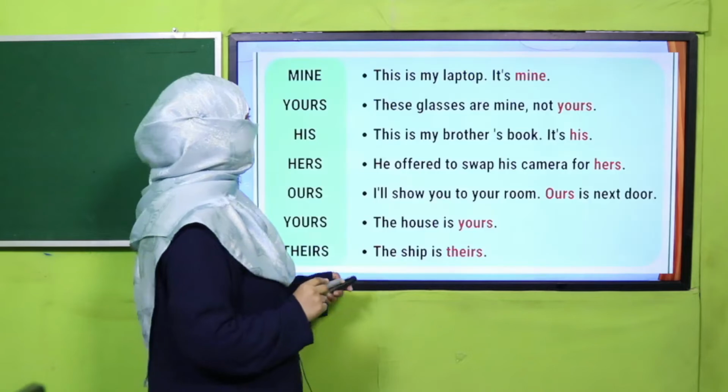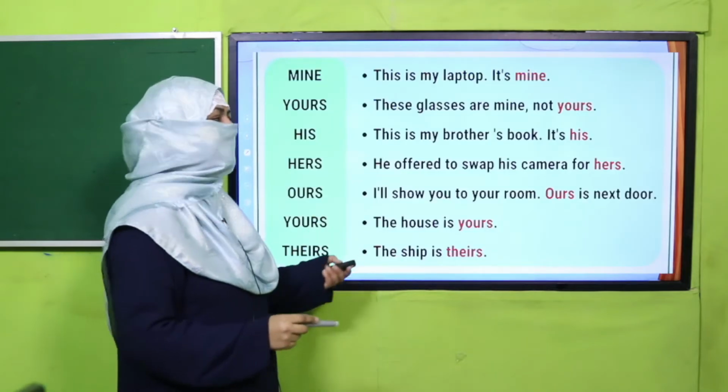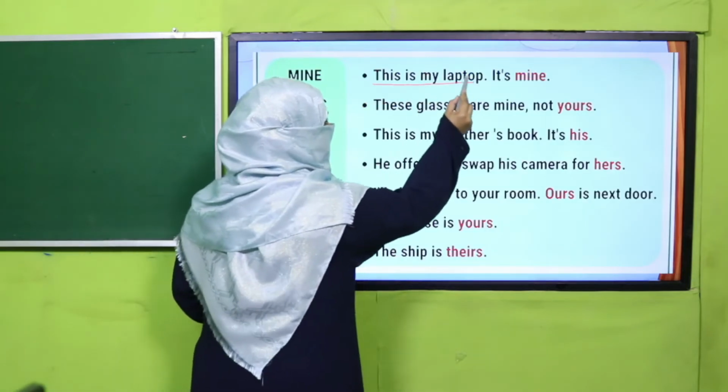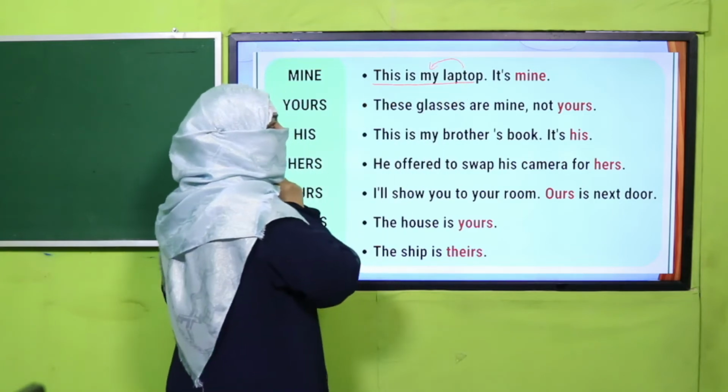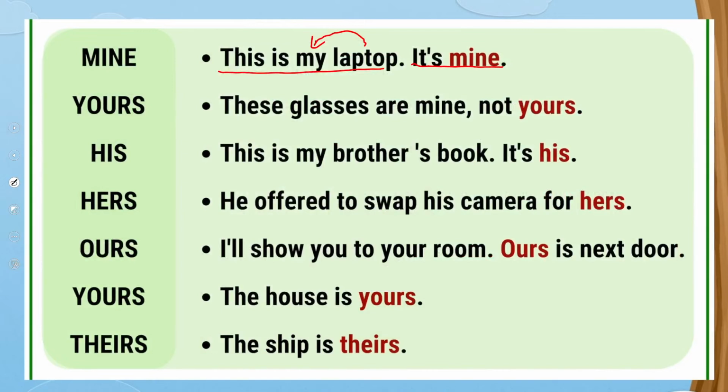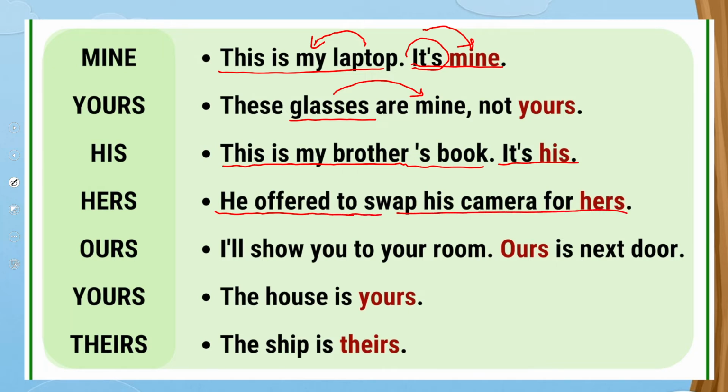Okay, for example, I have given you a list. This is my laptop. Now, because I'm writing before the noun, that's why I've written my. It's mine. These glasses are mine, not yours. Glasses, the noun, is first and then the possessive pronoun. This is my brother's book. It's his. He offered to swap his camera for hers.